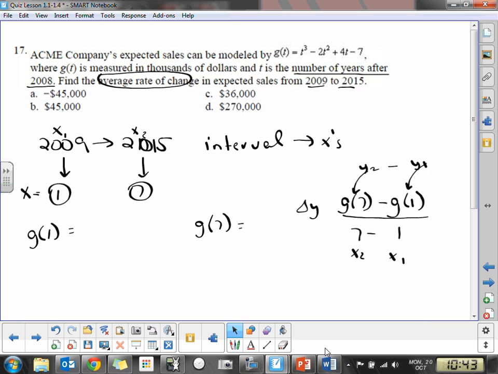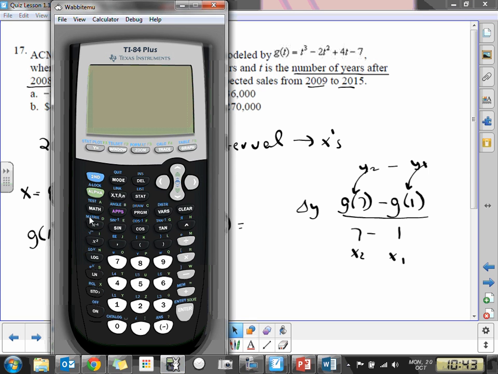So what I did to calculate those values of G at 1 and G at 7 is I put the function into the equation editor. I went into the y equals and plugged it in. You wouldn't have to. These numbers are pretty manageable, you could just do them on your home screen. And then I'm going to look at a table. So I'm going to do my table set.